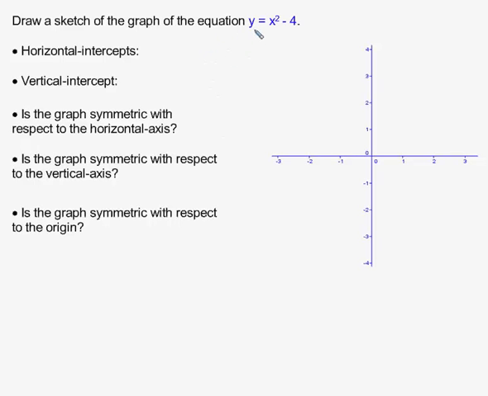In this problem, we're given the equation y equals x squared minus 4, and we are to draw a sketch of the graph, determine its horizontal and vertical intercepts, and then determine if it has any kind of symmetry.